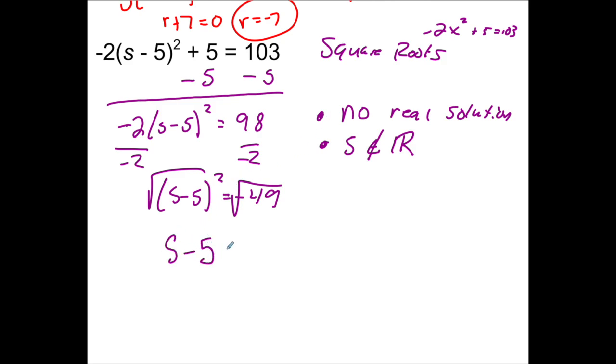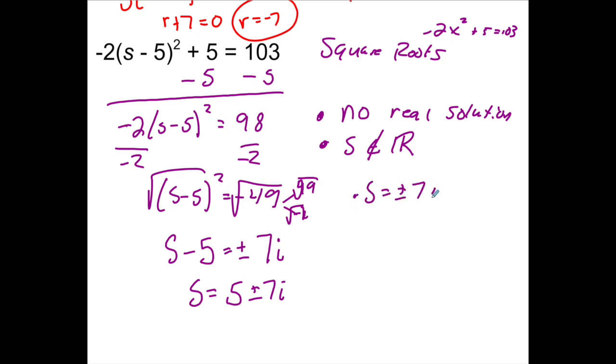So s minus 5 is equal to plus or minus. So this breaks down as 49 and negative 1. So this breaks down then as the square root of 49 times the square root of negative 1 if you want to use complex numbers. And then you'd add 5 to get s alone. Plus or minus 7i.